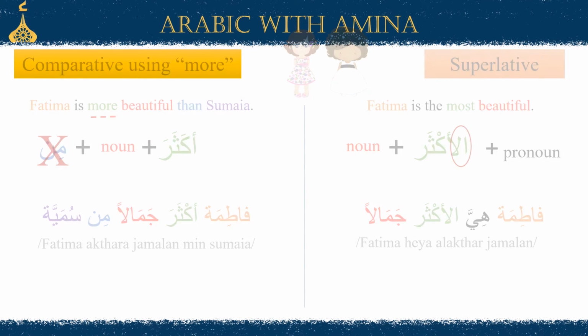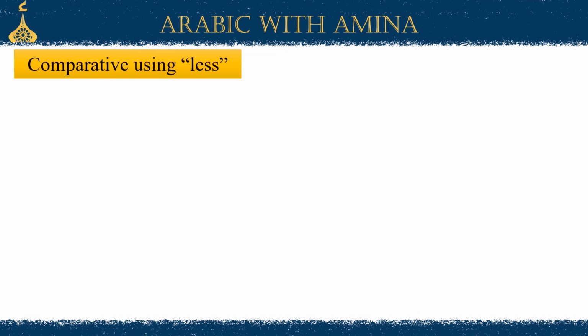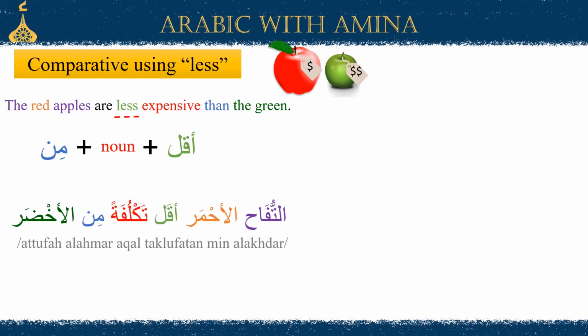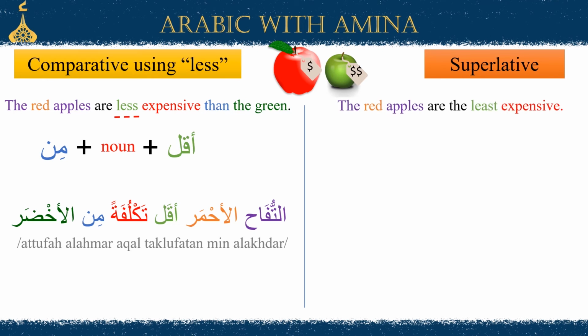We can also do the same with using the word less. The red apples are less expensive than the green. Our rule in Arabic was using the word أقل, followed by the noun, followed by min. التفاح الأحمر أقل تكلفة من الأخضر. We can change this into a superlative adjective, where we are using the word least. The red apples are the least expensive.